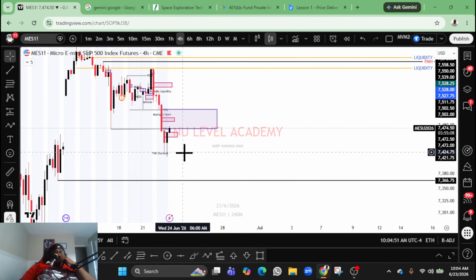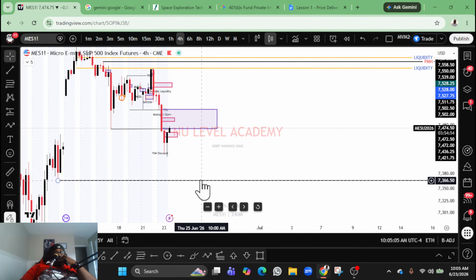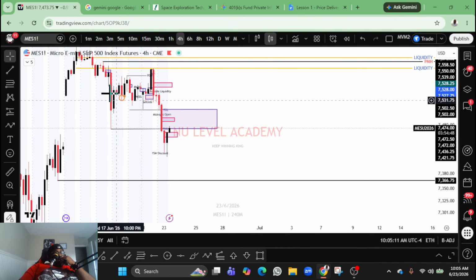So let's be patient and see if we can get there and we can take a trade that's inverted off of this 4 hour, which to me should give us a bigger move of distribution down to this level that's marked out here at 73.66. So it would look something like this.